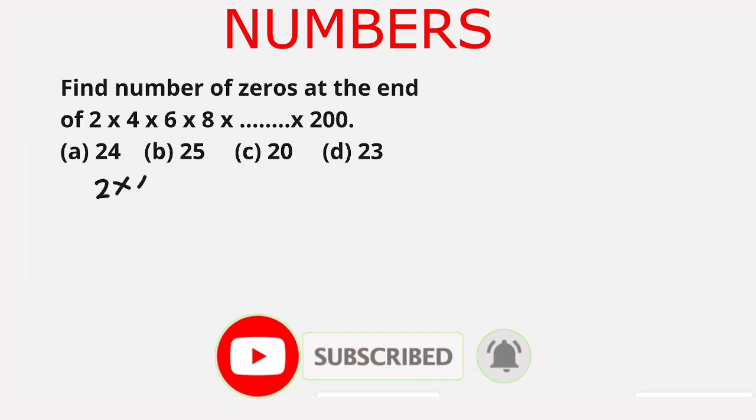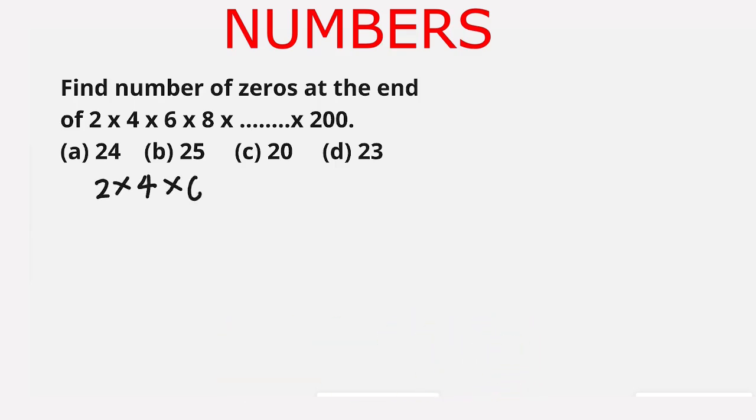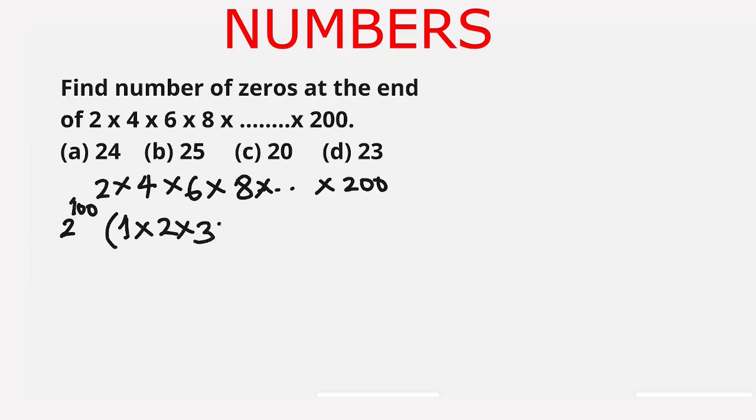2 multiplied by 4 multiplied by 6 multiplied by 8, and this goes up to multiplied by 200. We take 2 from every number. So these are total 100 numbers. Then this will be 2 to the power 100 multiplied by 1 multiplied by 2 multiplied by 3 multiplied by 4 multiplied by up to 100. This is nothing else but 2 to the power 100 multiplied by 100 factorial.